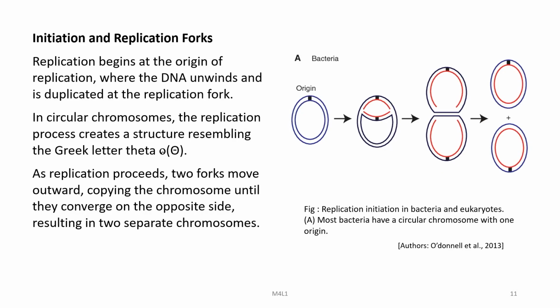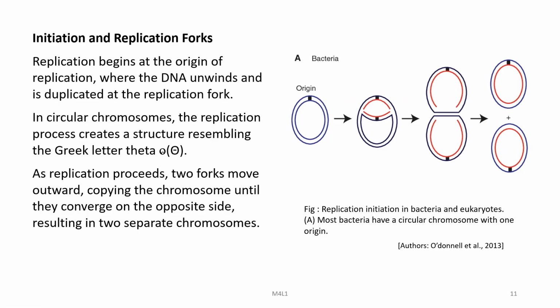So, you can see here one DNA molecule of a bacterium, and it has an origin. The origin is the point in the double stranded DNA molecule from where the replication starts, and you can see the replication is bidirectional. It is proceeding in both the directions starting from the origin.